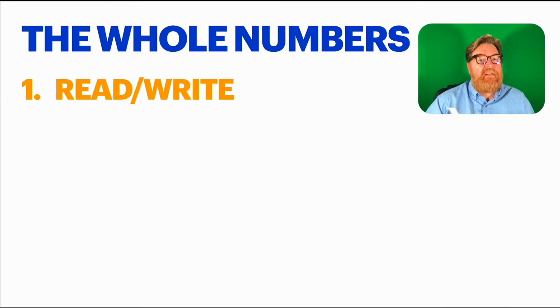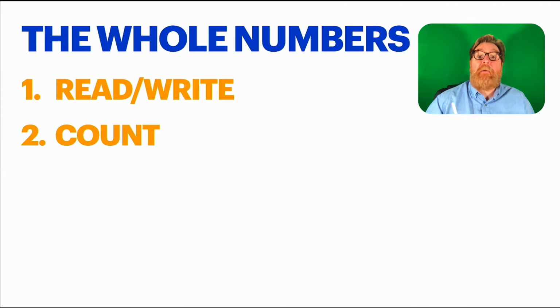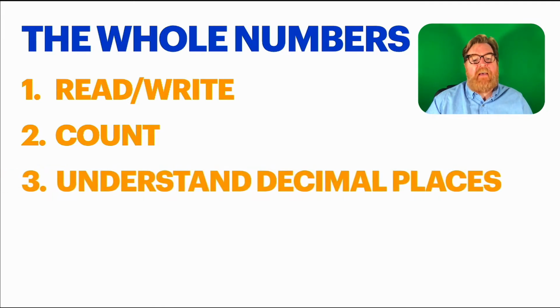Number 1 is you need to be able to read and write them. Number 2, you need to be able to count with them. Now, counting with them, I think you're probably pretty good at that. You just have to watch the turns. Like you need to know that when you have 999, the next number in that count is 1,000. So you have to pay attention to when you're sort of changing big groups. We'll talk about that a little bit in a second. You also need to understand the individual decimal places.